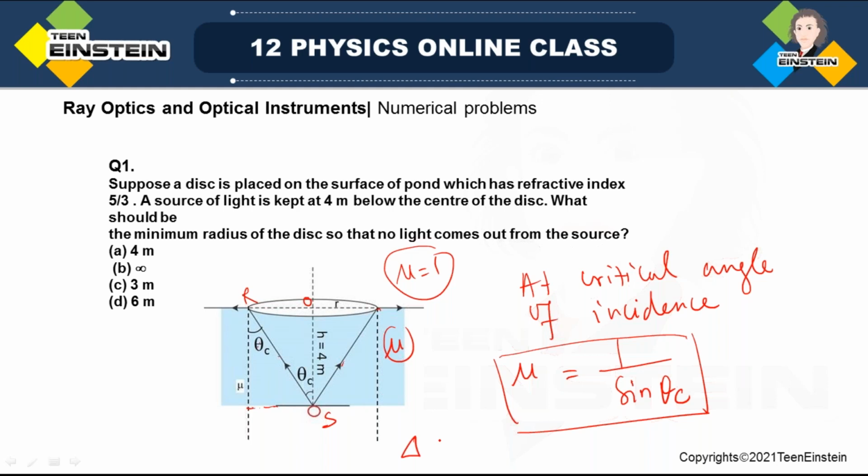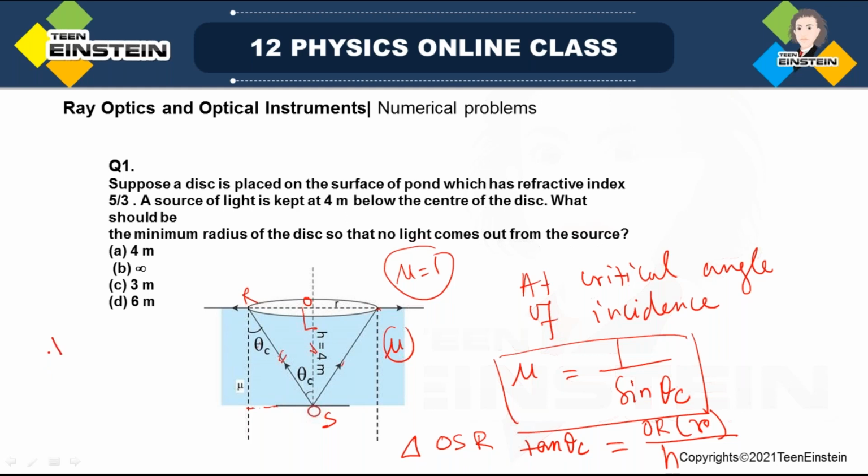So triangle OSR. This is a right angle triangle if you look here. So OS you know already, this is 4 meter below this disk. So from this triangle I can write tan theta c. What is tan theta c? So this is hypotenuse, this is the base, and this is perpendicular. So OR, which is nothing but the radius of the disk, divided by the height h.